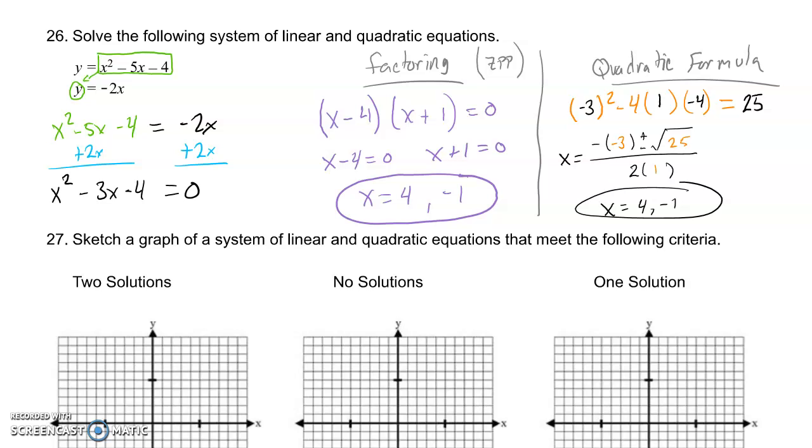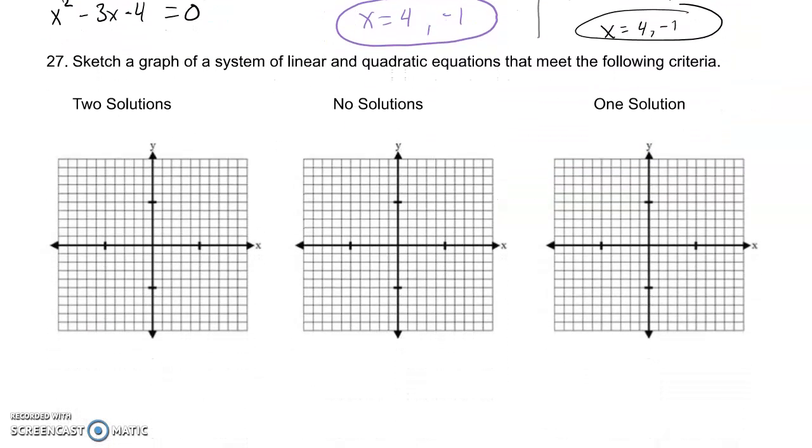The last idea is sketching the graph of a system of linear and quadratic equations that meet these criteria. So again, recognizing that when they want it to be a system of linear and quadratic, if it's linear, I have to graph a line, and if it's a quadratic, I have to graph a parabola. So for two solutions, whatever my parabola looks like, either opens up or down, it's narrow or wide. No solutions, and I'll just change things up.